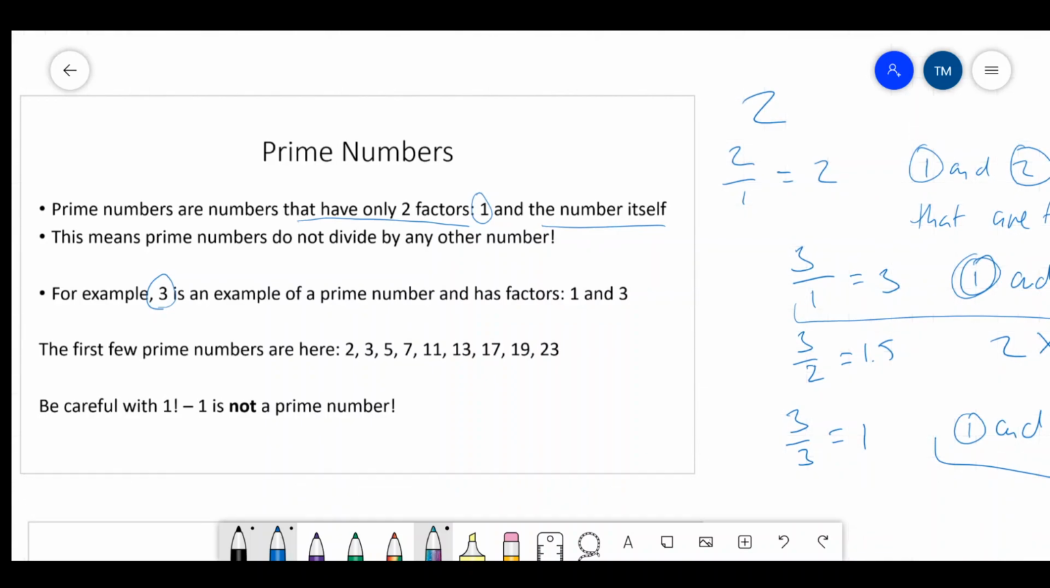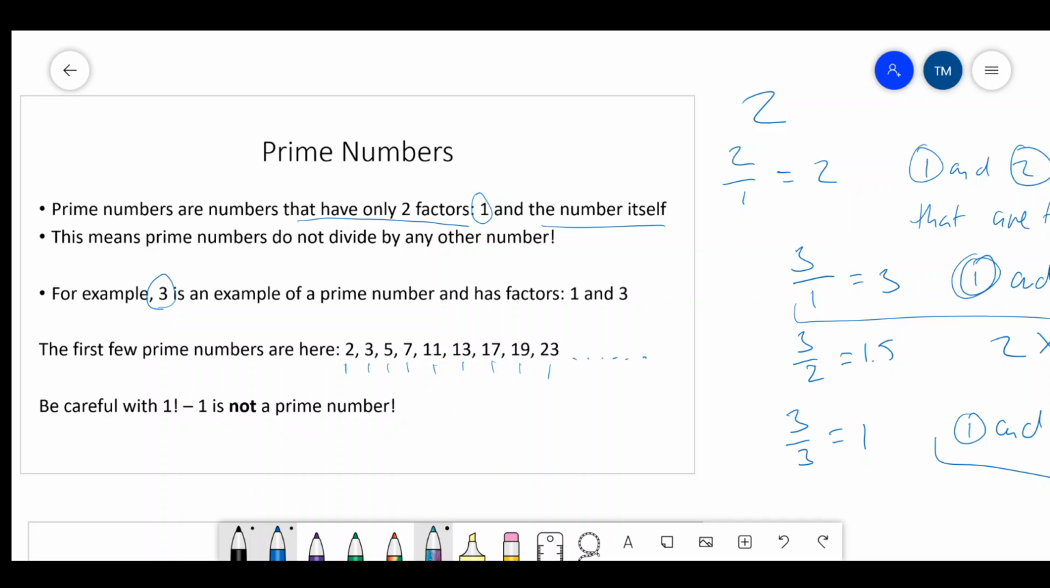So the first few prime numbers that we give are 2, 3, 5, 7, 11, 13, 17, 19, 23, and so on. They go on to infinity. Essentially, they can continue going on, with numbers continuously getting bigger and bigger. But for GCSE, you only really need to know the first few prime numbers in most cases.